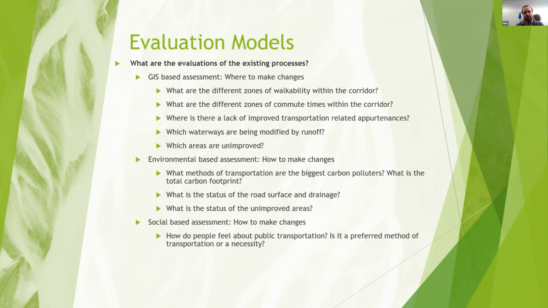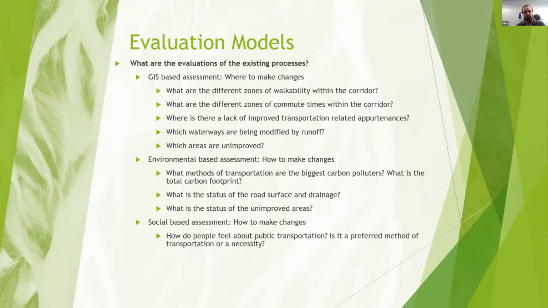And which waterways are being modified with things such as runoff? And then which areas of the right-of-way of the highway are unimproved? There are large grass medians that are currently unimproved because it would be dangerous for people to be utilizing these areas because of the high speed of vehicles going along there. And then from an environmental standpoint, I want to talk about how to make the changes. What methods of transportation are the biggest carbon polluters? Therefore, what are the methods of transportation that I want to target in order to reduce the most?